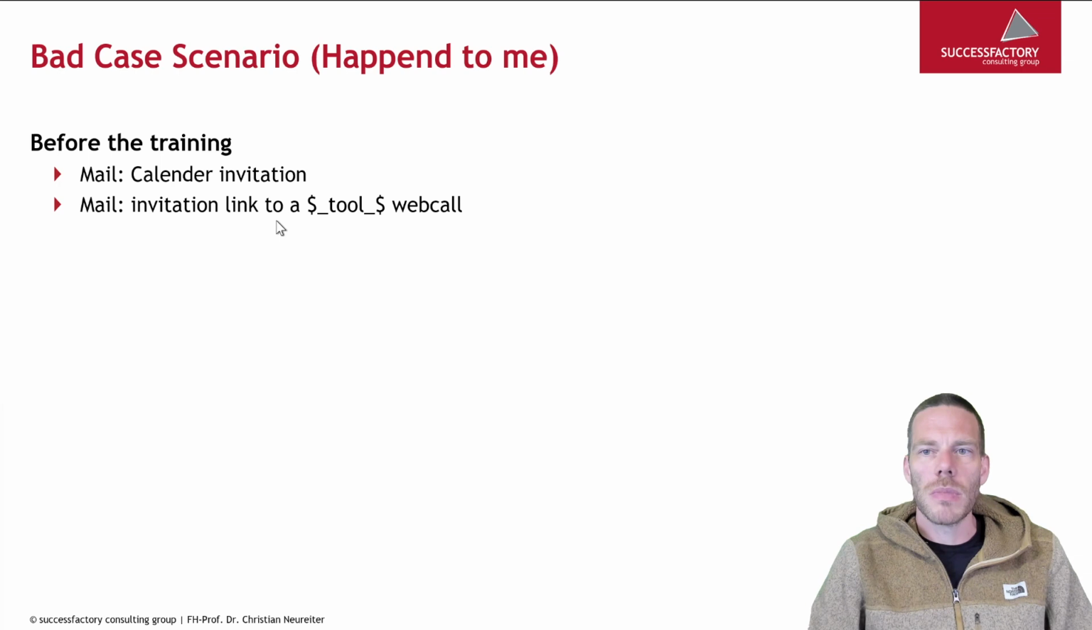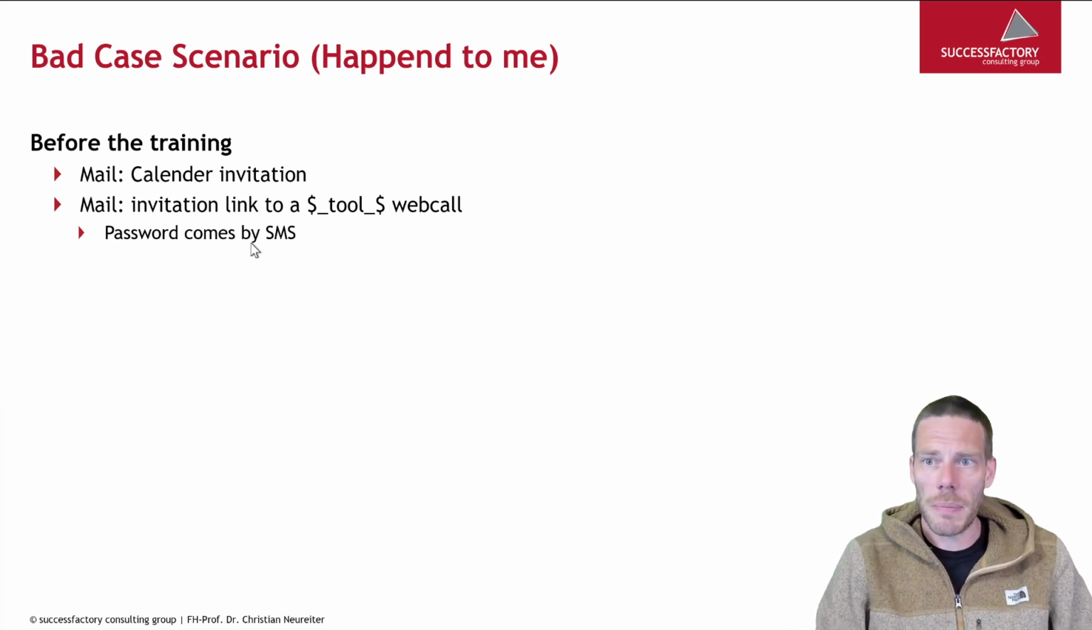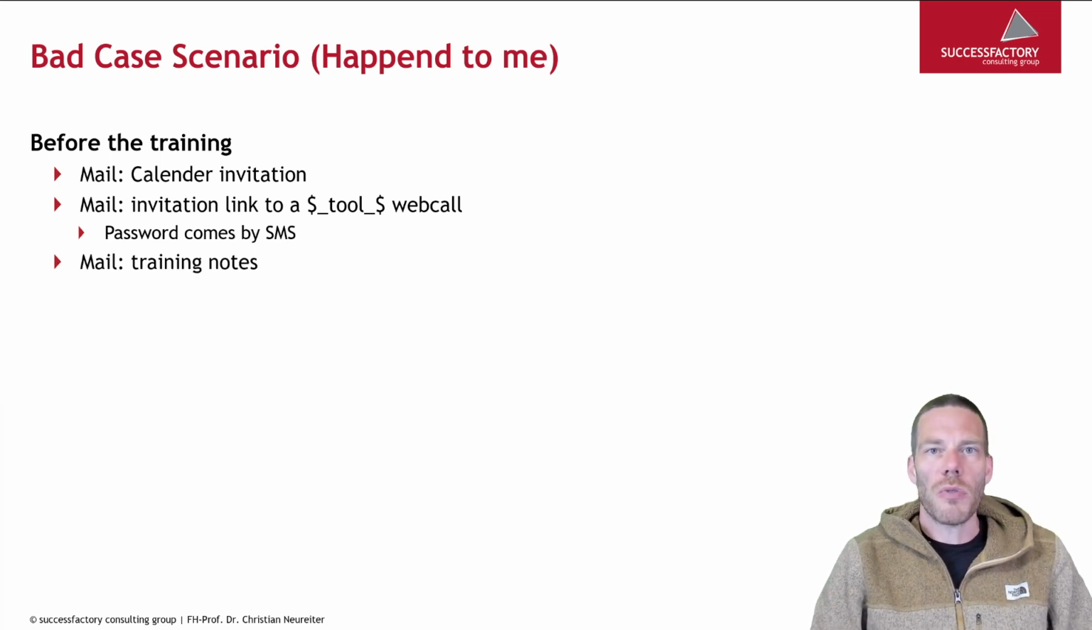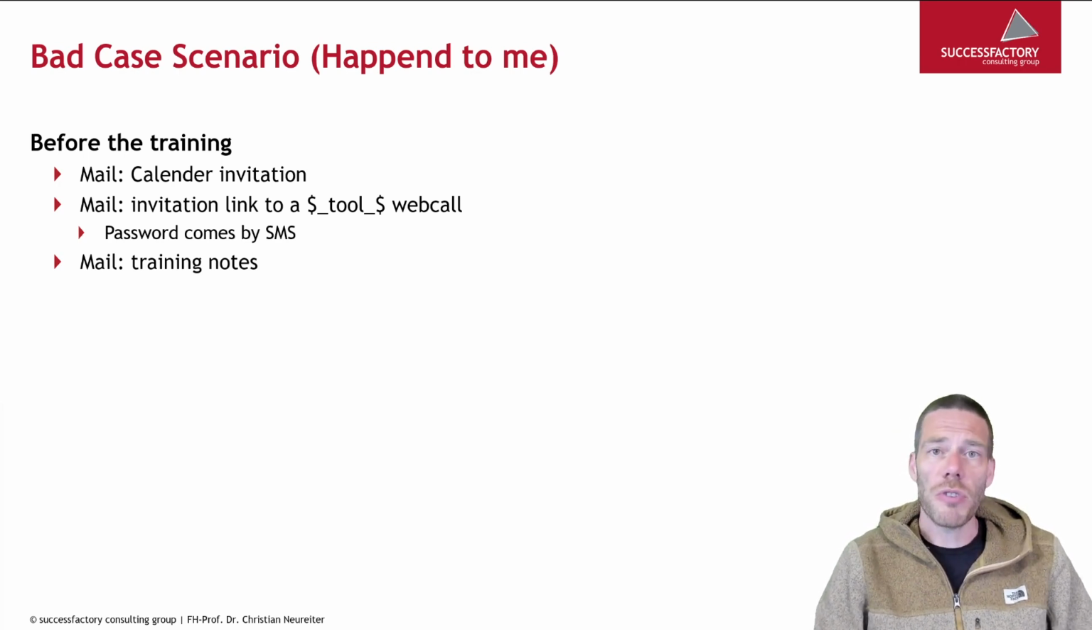In addition, a few minutes later, I also received an SMS, a password, which was delivered by a short message service on my phone. So to get into the call, later I will need the password as SMS and I will need the invitation link. No problem so far. Then the story moves on. I received another mail. This time the training notes were delivered to give me the chance to prepare for the training and to briefly take a look what will happen, which is basically a cool and nice thing. And you guess it, the story goes on.